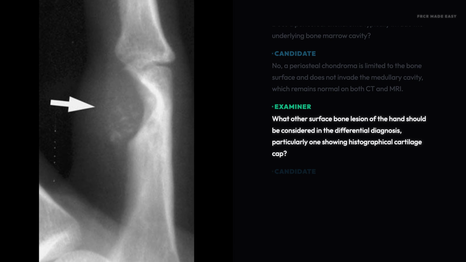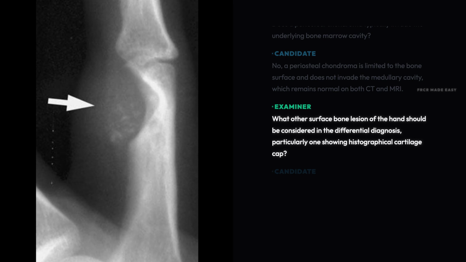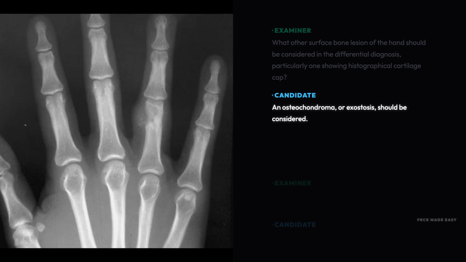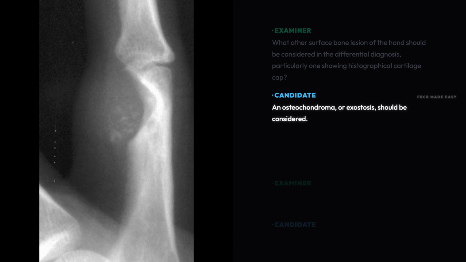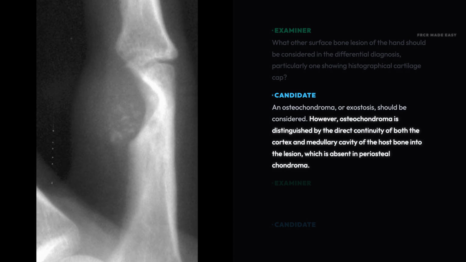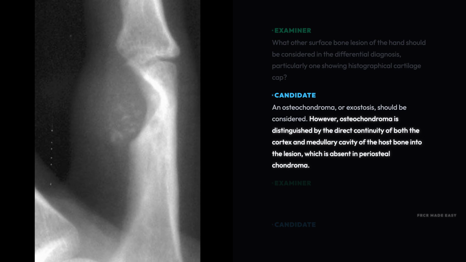What other surface bone lesion of the hand should be considered in the differential diagnosis, particularly one showing histological cartilage cap? An osteochondroma or exostosis should be considered. However, osteochondroma is distinguished by the direct continuity of both the cortex and medullary cavity of the host bone into the lesion, which is absent in periosteal chondroma.